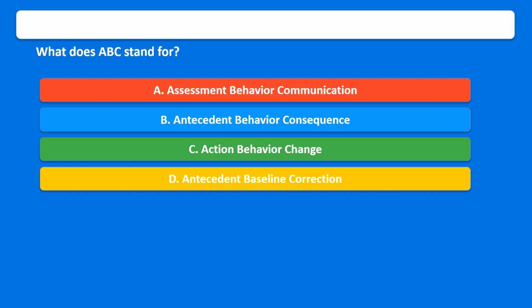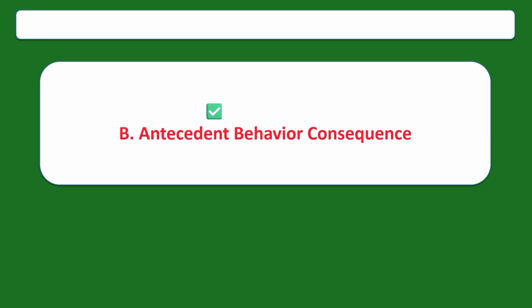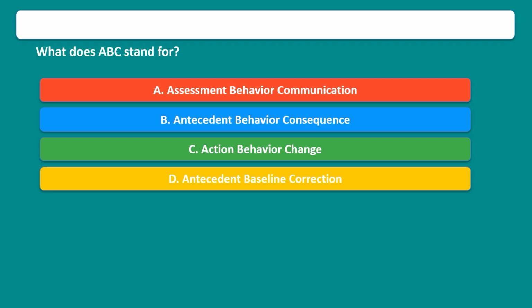Question 12. What is the primary purpose of collecting ABC data? A. Diagnose a disorder. B. Identify patterns of behavior. C. Increase punishment. D. Replace treatment plans. Pause. Answer. The correct answer is B. Identify patterns of behavior. ABC data helps identify what happens before and after a behavior, making it easier to understand why it occurs.